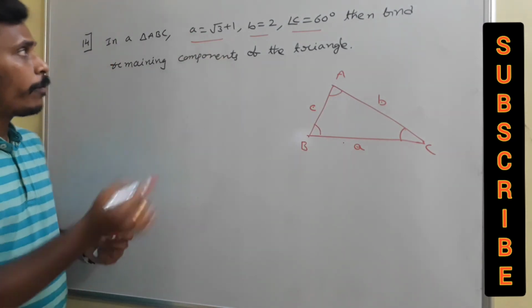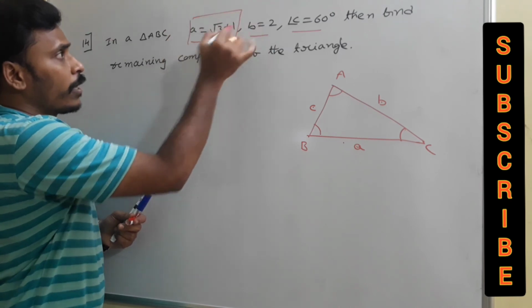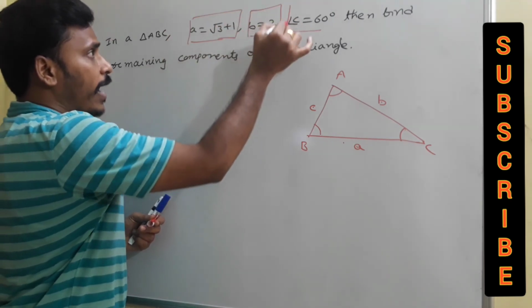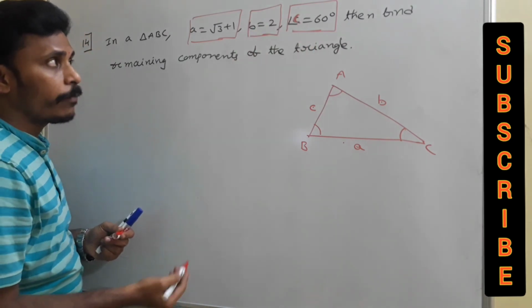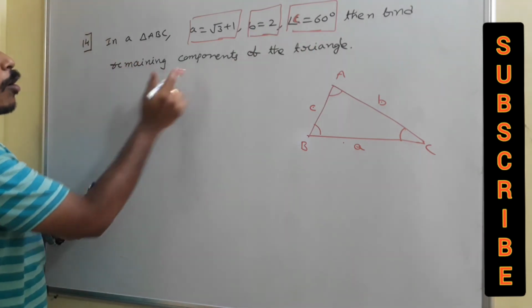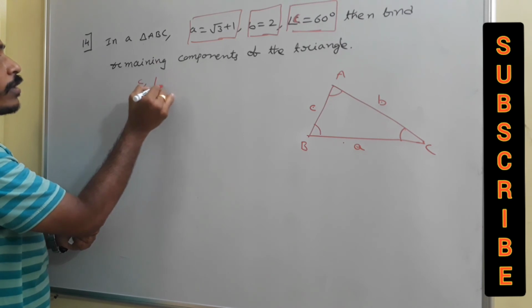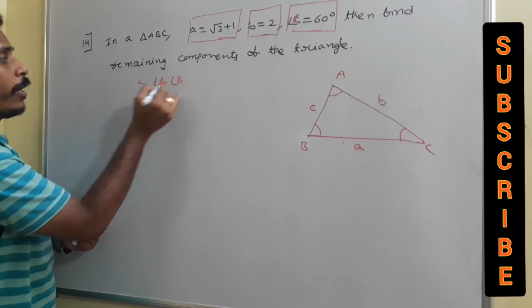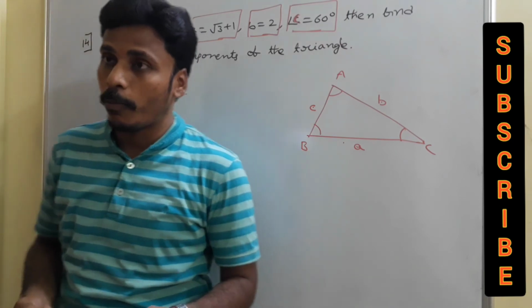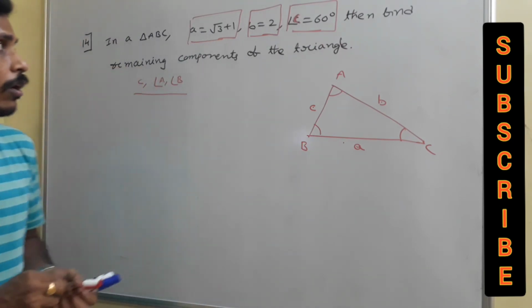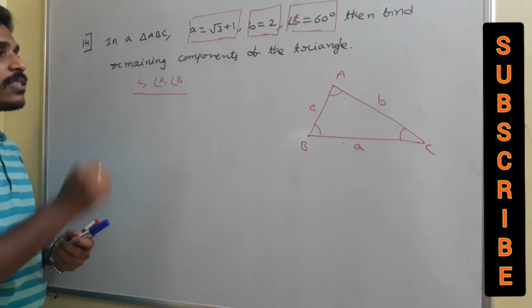In the problem, small a is given, small b is given, capital C is given. Then what do we need to find? We need to find the remaining components, that means small c and capital A, capital B. That means one side and the other 2 angles we need to find for this problem. So first of all, you just try to find this side c.